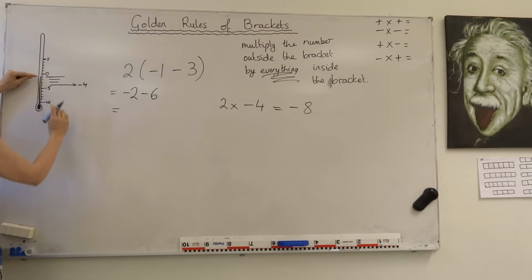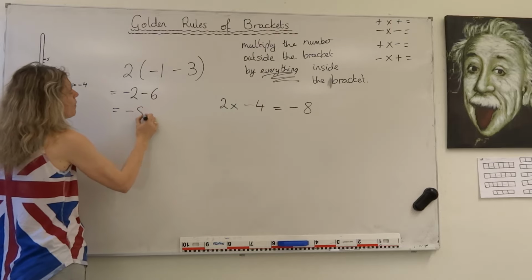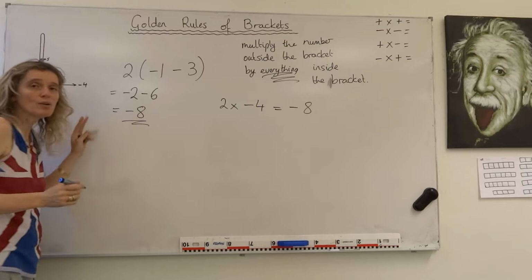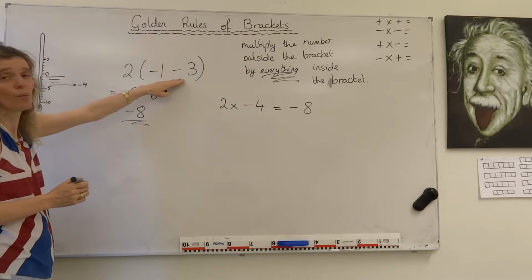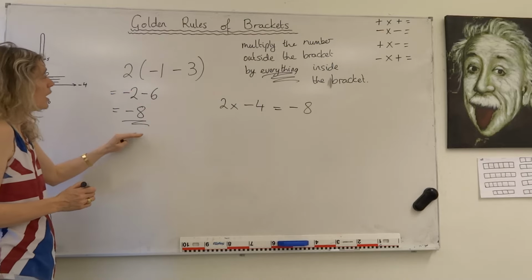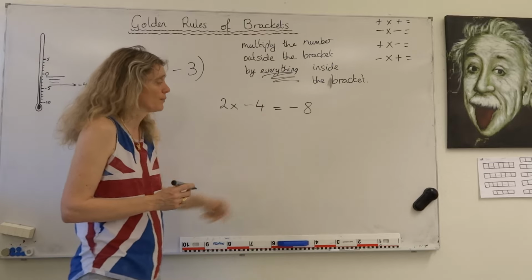And then we go minus 6 degrees colder, we'll get minus 8. So when we use our bracket rule correctly, we get minus 8. As we would here as well.